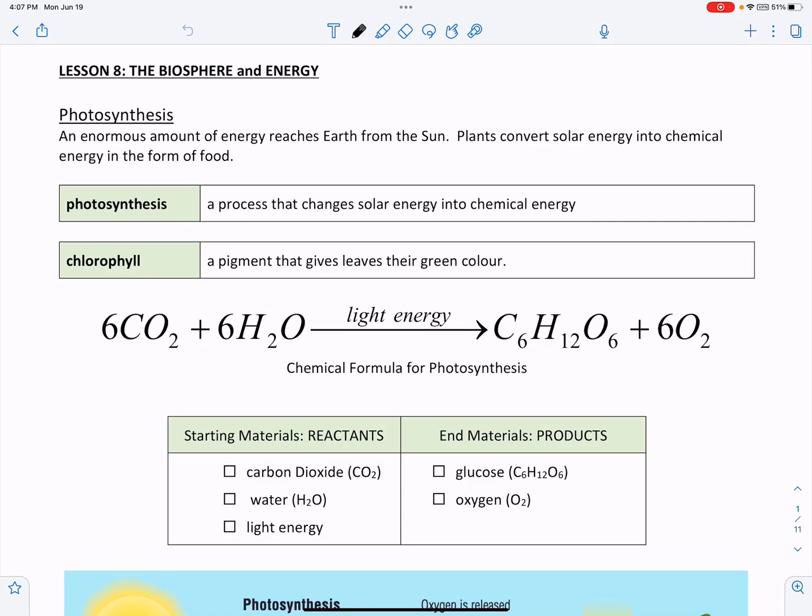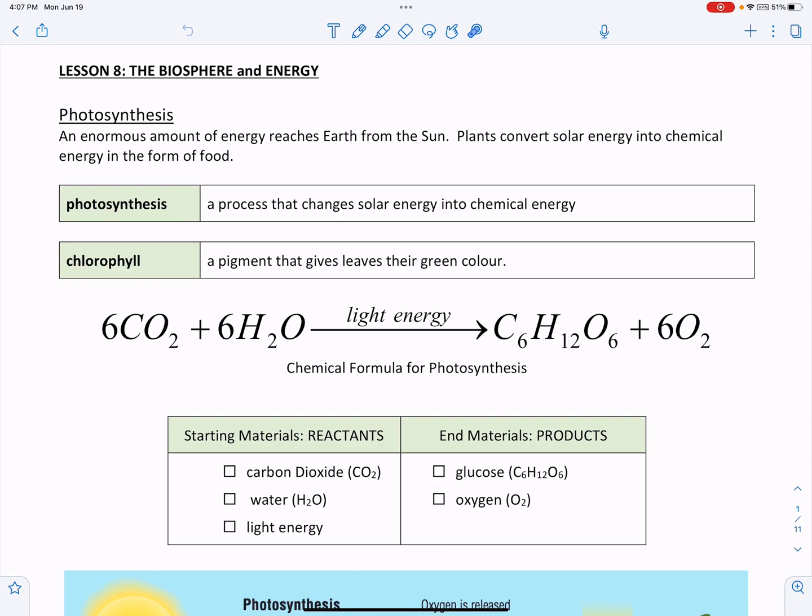The biosphere and energy. An enormous amount of energy reaches the Earth from the sun, and plants can convert solar energy into chemical energy in the form of food. Photosynthesis is a process that changes solar energy into chemical energy. And this happens because of a pigment that is found in all plants. This pigment is called chlorophyll. Chlorophyll is a pigment that gives leaves their green color.